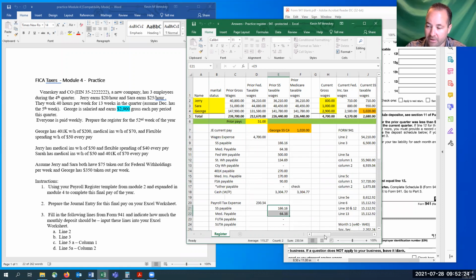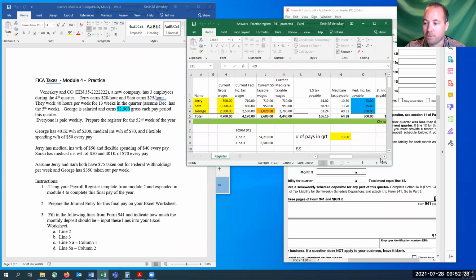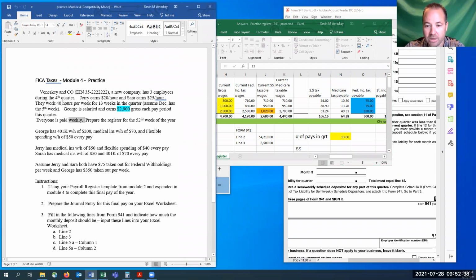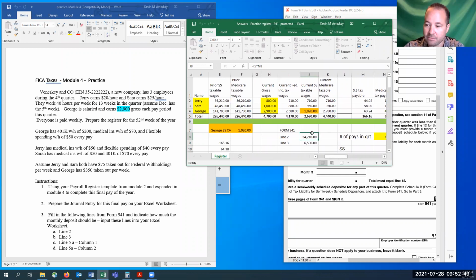All right, now that we have everything set up, let's look at our Form 941. All right, again, we have 13 pays because we are a weekly payer. Everyone is paid weekly based on our example. So number of pays in this quarter is 13. We are in the fourth quarter. So you should have 54,210.